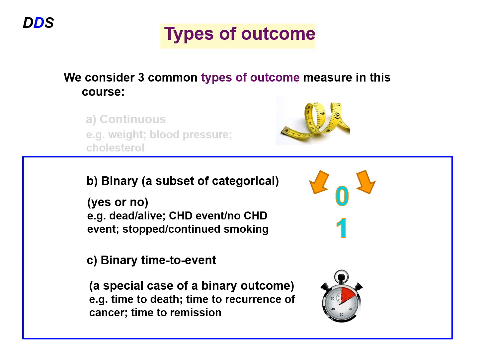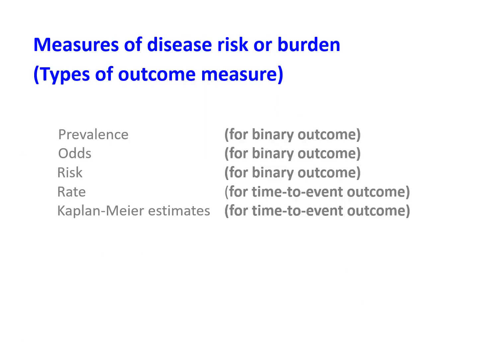Now, you've heard about the different types of outcomes that are going to come up in this course, and this lecture concerns the second and third of those, binary outcomes and binary time to event outcomes. So for our measures of disease or risk or burden, we can consider what are the types of outcome measure. The prevalence, the odds and the risk are all for binary outcome measures. Whilst a rate or Kaplan-Meier estimates that we're going to be talking about would be using time to event outcomes.